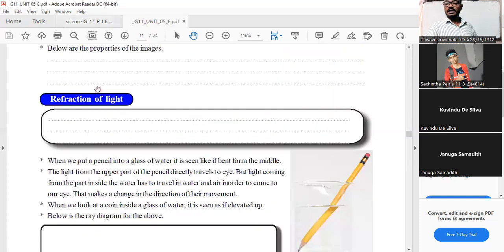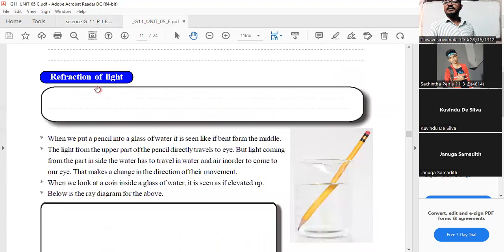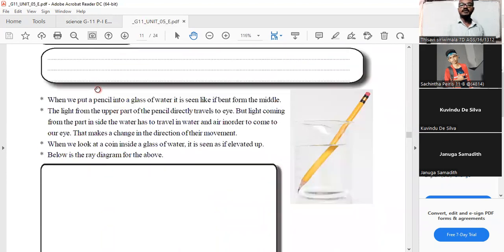Okay. After that, there's something. When we put a pencil into a glass of water, it is seen as if bent from the middle. So the diagram is the evidence for that. Now, when you put a pencil like that, or a drinking straw, we see it as if it's broken from the middle. That is due to the refraction of light.